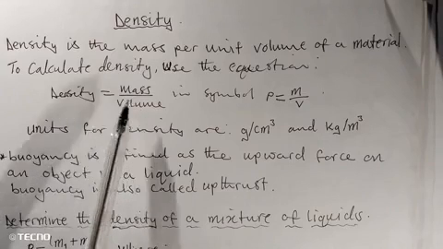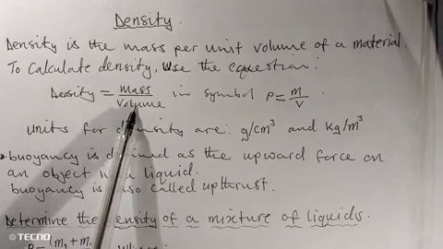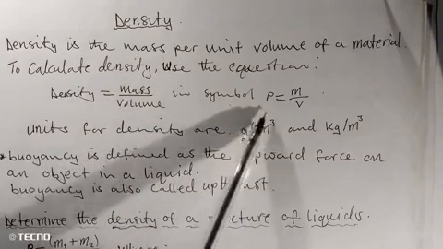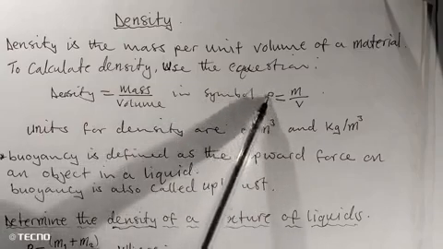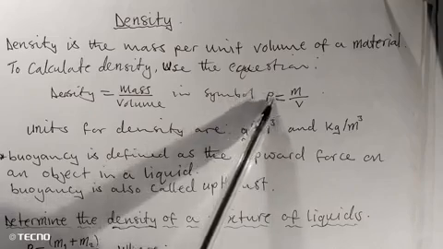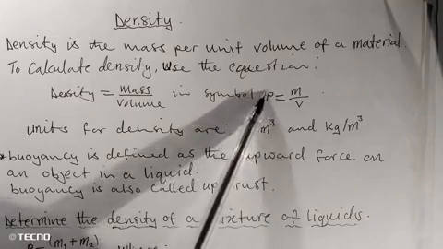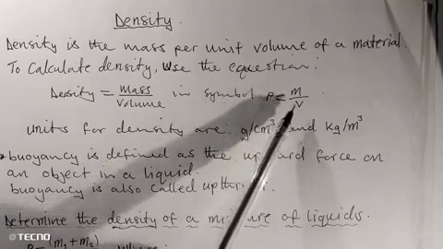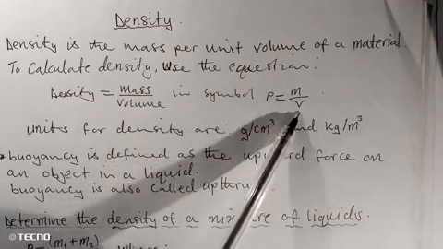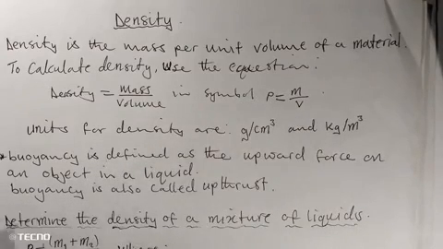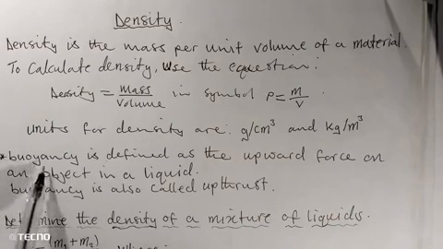And volume can either be in centimeter cubed or meters cubed. So the symbol is this one, which looks like P, but it is not P, it represents density, then M represents mass, V represents volume. Then we have this term which is known as buoyancy.